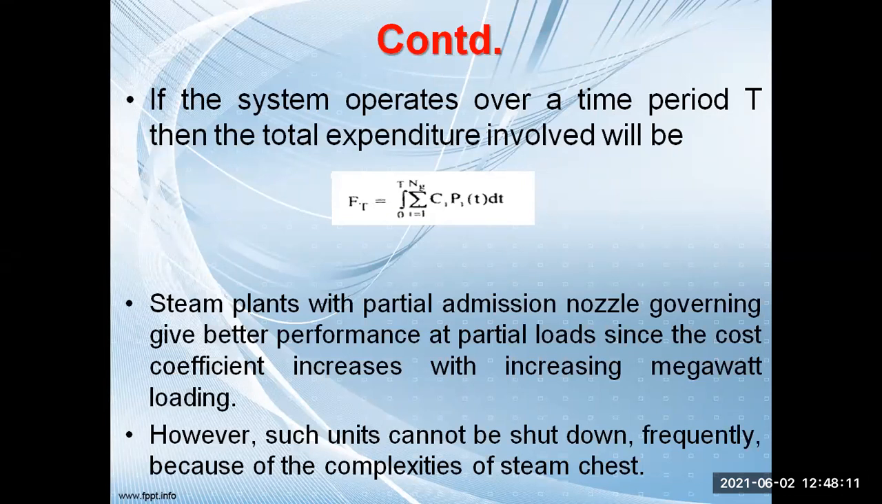Now the steam plants with partial admission nozzle governing give better performance at partial loads, as the cost coefficient increases with increasing megawatt loading. So you have to understand why we should operate these valves. Partial admission of the nozzle governing, the nozzle is basically there in your steam valve. If we have better control over the partial opening of the nozzle, that will give you a more efficient system, because ultimately you are controlling the steam, and that will ultimately affect your cost of operation.